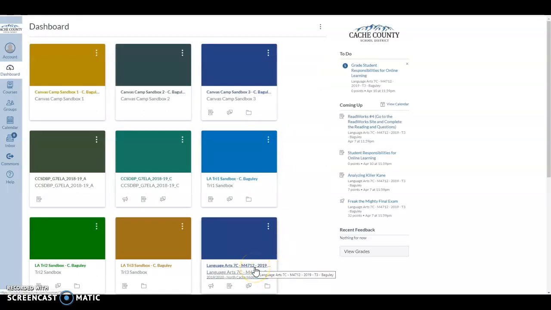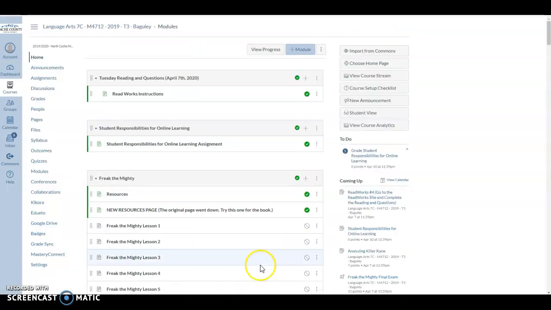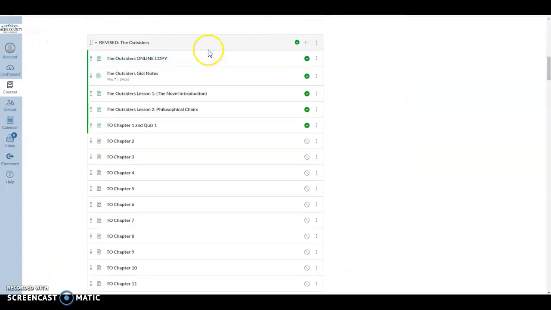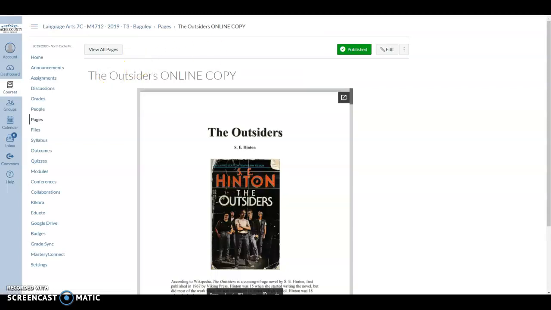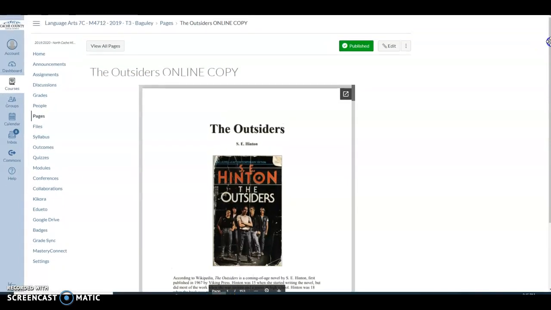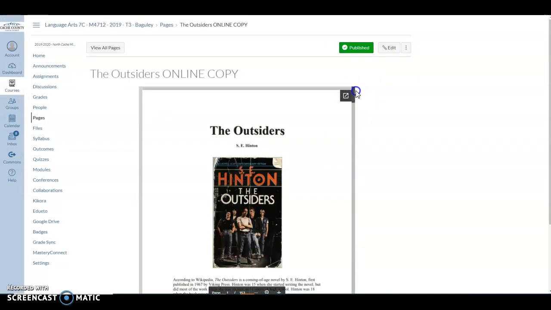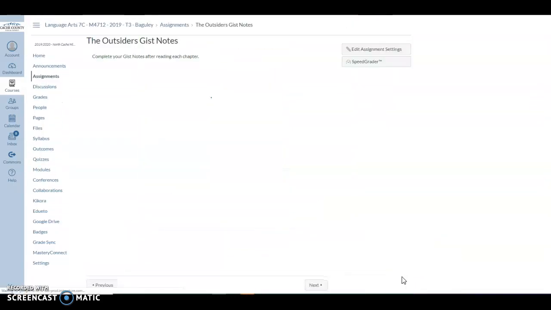We're going to go ahead and go to Language Arts 7C, click on the course card, and what you're going to notice in here is that we have The Outsiders now available. So to access the book, you're going to click on the Outsiders online copy, and this will be available throughout the whole unit. So it's just like our last novel. You're going to be able to read this whole book right here. You're not going to read it all today though, so go ahead and relax for a minute. I'm not going to assign a whole novel to you in one period.